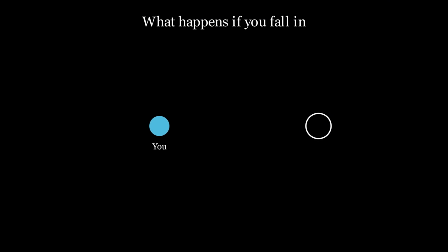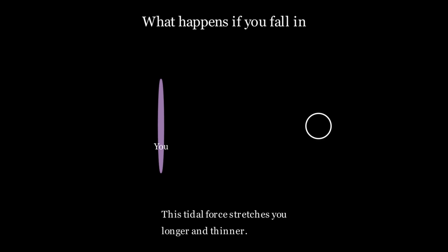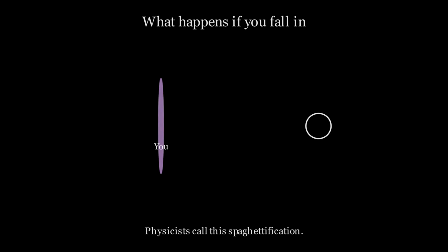Imagine falling toward a black hole, feet first. Gravity pulls much more strongly on your feet, which are closer to the black hole, than on your head. This difference in pull, a tidal force, stretches you longer and thinner the closer you get. Physicists actually call this spaghettification. And for a small enough black hole, it would happen long before you ever reach the event horizon.